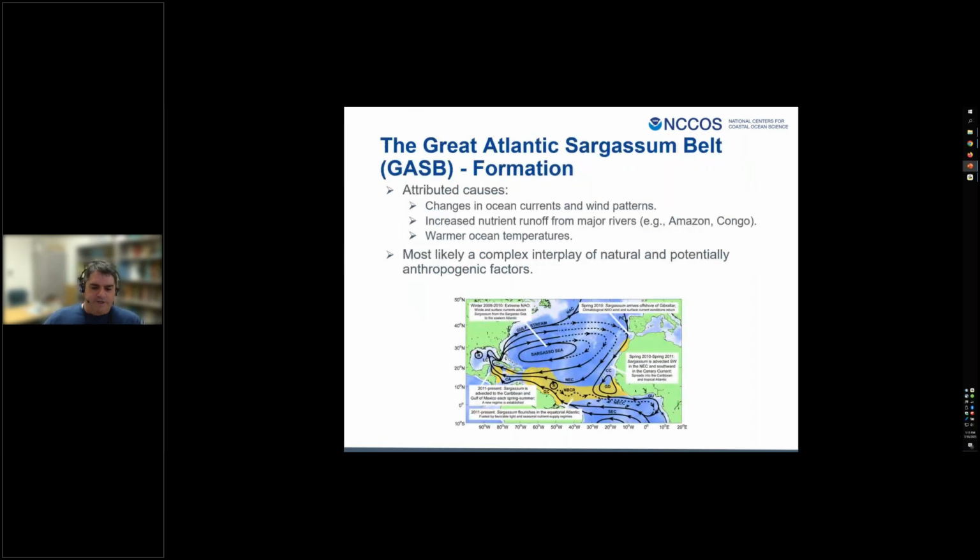This is what is believed to be the origin of what is now referred to as the Great Atlantic Sargassum Belt. Temporary changes in circulation patterns in the Atlantic Gyre led to mats of Sargasso reaching areas where nutrient inputs from major rivers and warm ocean temperatures create a perfect growing nursery. It is safe to hypothesize that a combination of natural and anthropogenic factors came together to create the large Sargassum Inundation Events that we're seeing today.